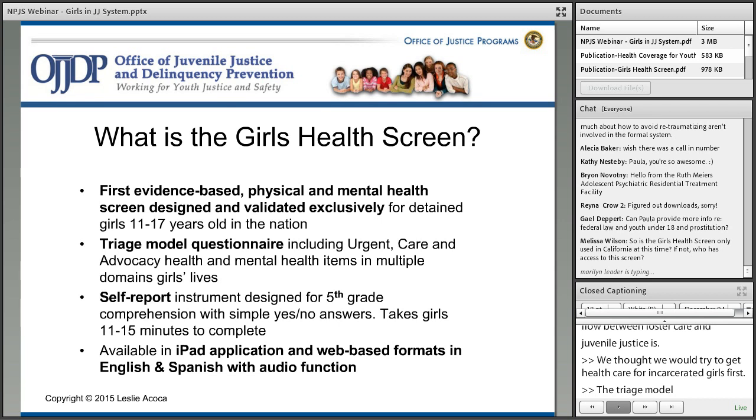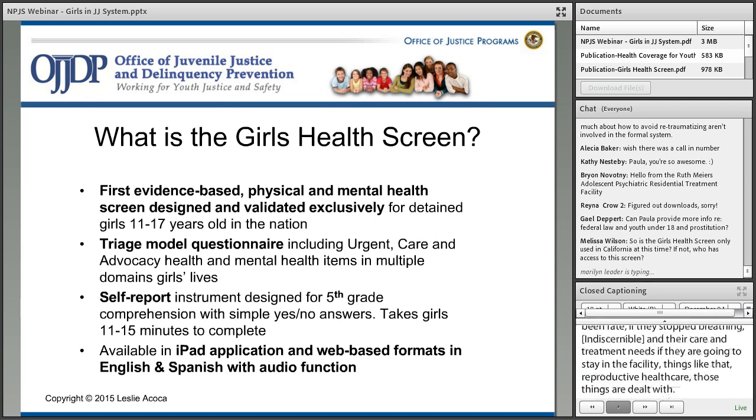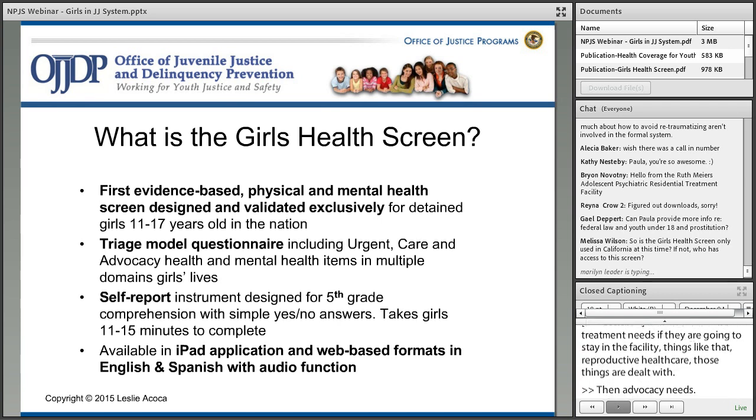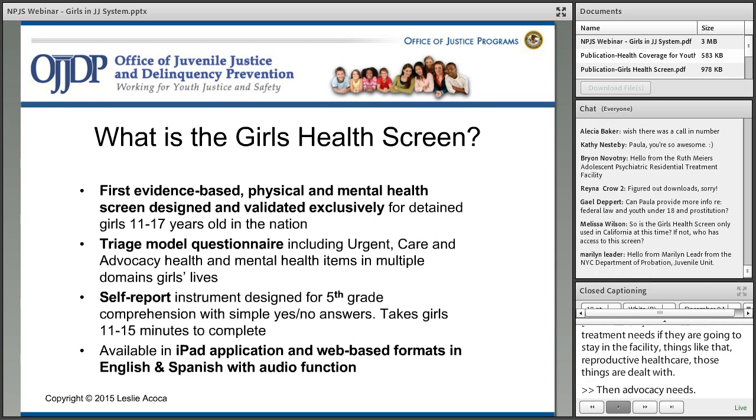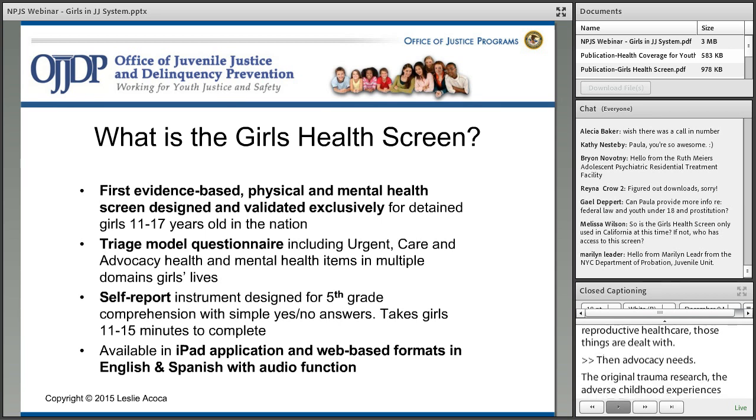One of the things that is most upsetting to me is that the original trauma research, the adverse childhood experiences, screens don't take into account things that really impact our girls and traumatize them permanently, with things like homelessness. Nearly 40% of the girls taking the girls' health screen have been homeless at some point in the last year, and furthermore, 76% of them have been expelled or suspended from school. So we really need to identify what are those things that need to be taken care of immediately.